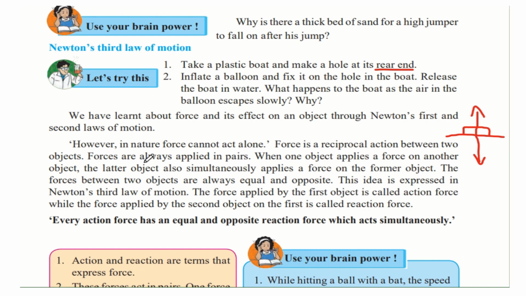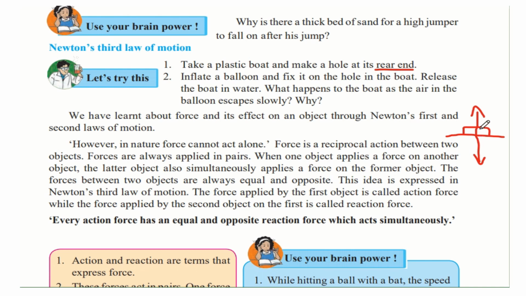That is what this sentence means. Forces are always applied in pairs. Pairs is 2. So there's the force that the book is applying on the table and a force that the table is applying on the book. When one object applies a force on another object, the latter also simultaneously applies a force on the former object. That is, the first object also applies the force on the second object and the second object also applies the force on the first object. The forces between two objects are always equal and opposite.